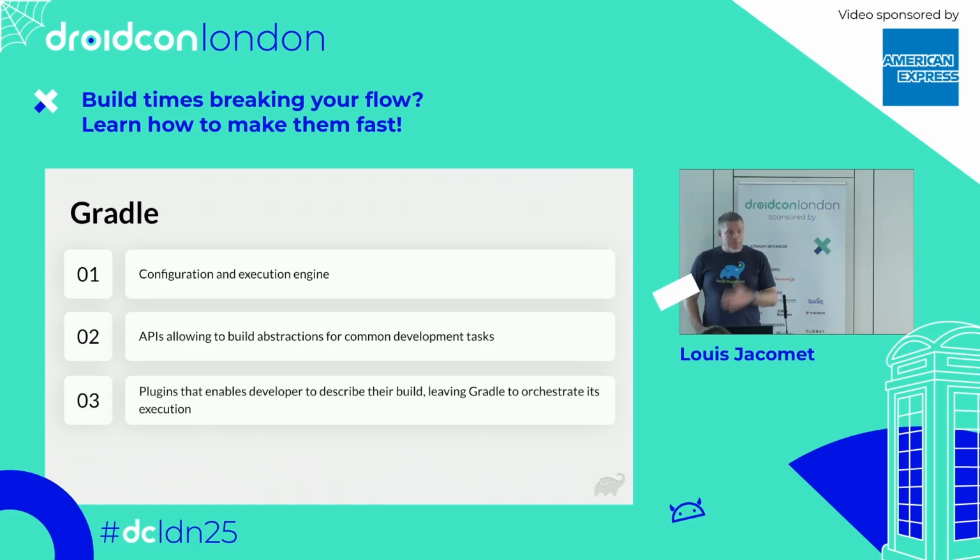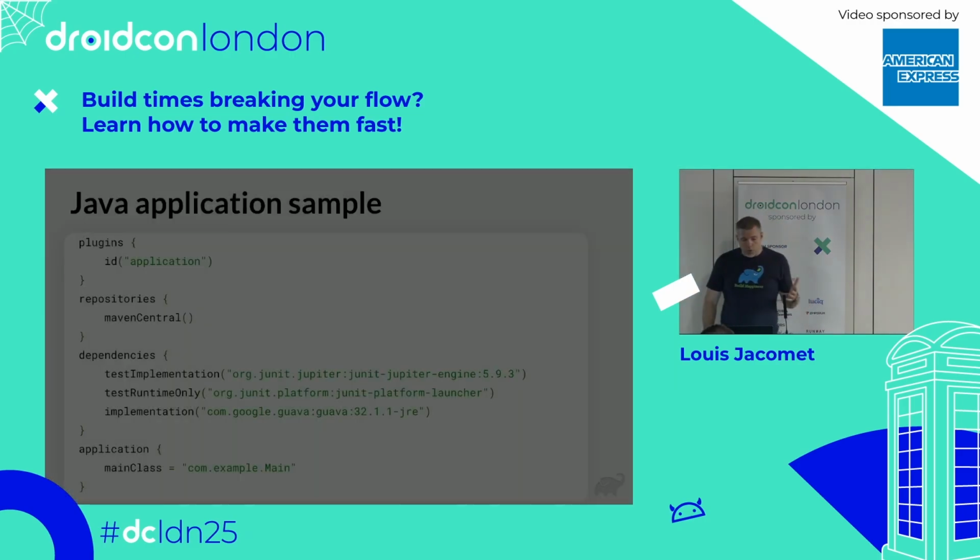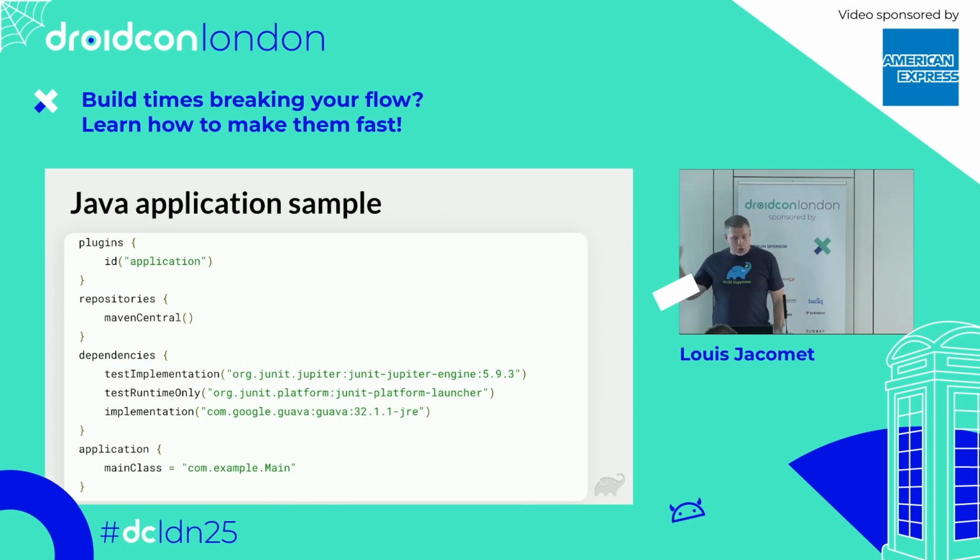We then offer a set of APIs that allow you to build abstractions on top of the core Gradle types for common development tasks. And then we have a series of core Gradle plugins that enable developers to describe their build and leave Gradle responsible for the orchestration of the execution. And so if I go to the Java ecosystem, this is the core application plugin from Gradle. You apply it in the plugins block. It's something you've seen in Android build files. And then you configure repositories, a set of dependencies. And because we're talking about an application in JVM land, one of the things we need is the entry point, like what's the main class of the application.